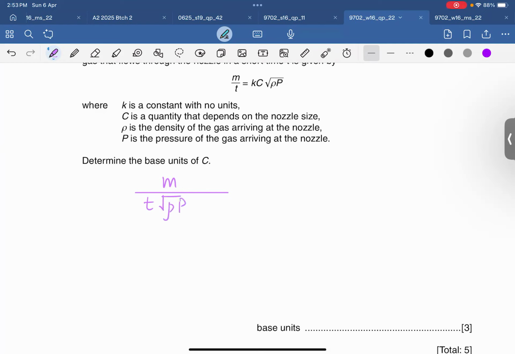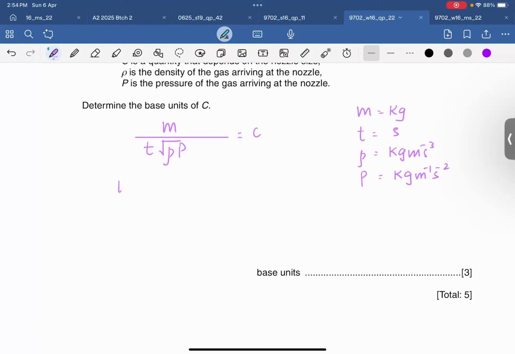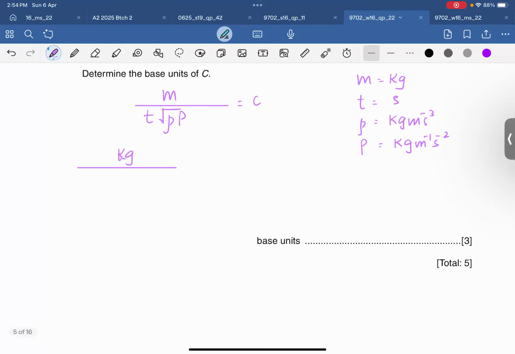Density and pressure equals to C. You know that mass is in kg. You know that t is in second, I think. Mass flow rate, so second, and the density is kg m negative 3, and pressure is kg meter negative 1 s negative 2. So kg over second, and then under root kg per meter cube. Okay, it should be just per meter cube. And kg meter negative 1 s negative 2.